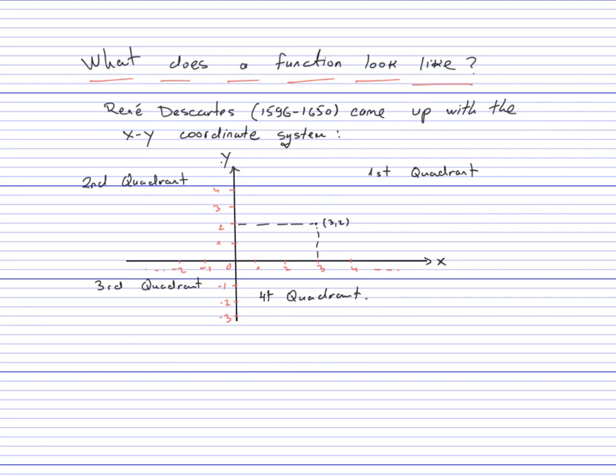When talking about function, in general, an interesting question is, what does a function look like? René Descartes came with the xy coordinate system, and he proposed to take the plane and split it into 4 quadrants. How exactly? We draw the x-axis, the y-axis, and here we have 4 quadrants. The first one, the second one, the third one, and the fourth one.